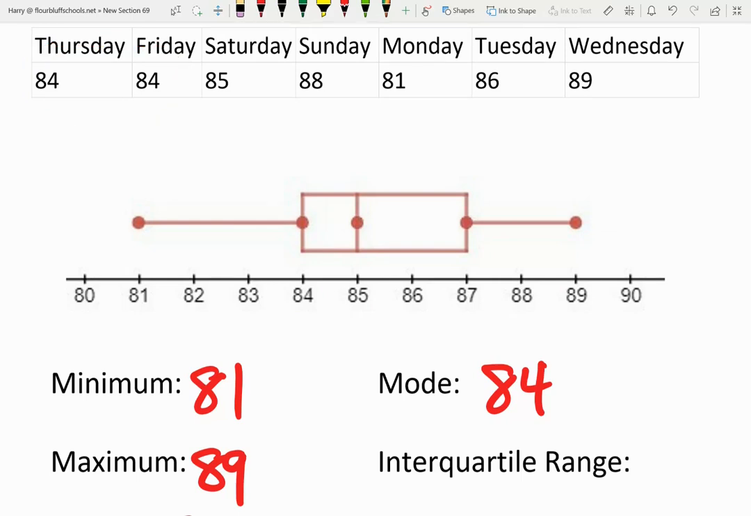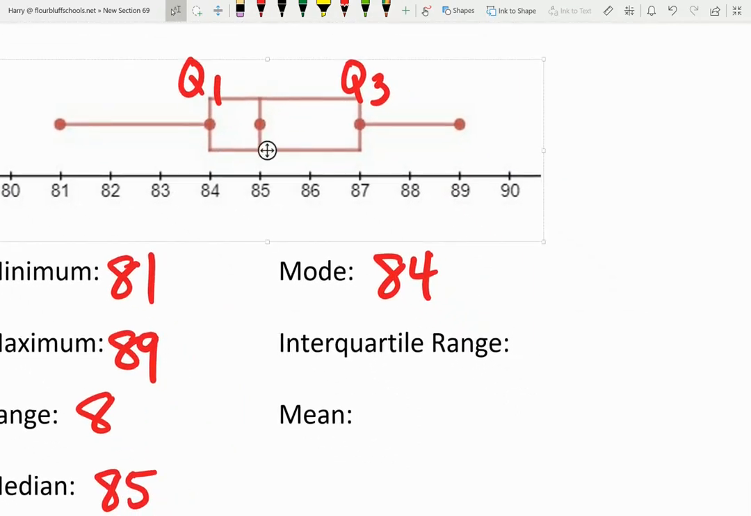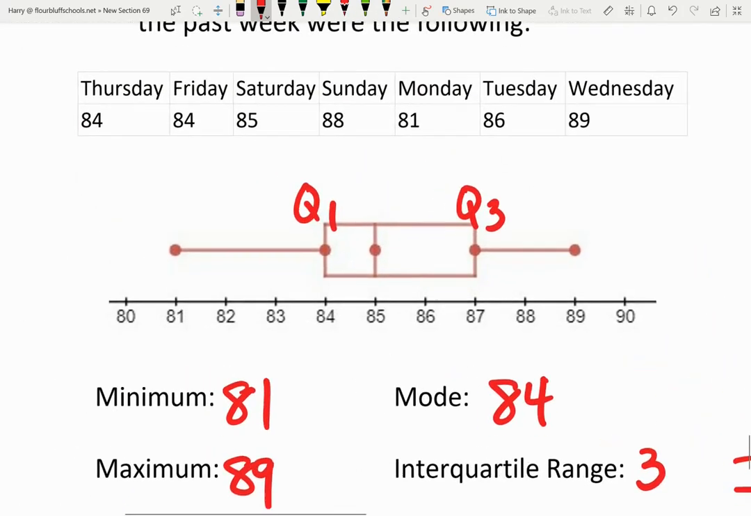The interquartile range is the range between quartile 1 and quartile 3. To find that, we will subtract 87 and 84, giving us an IQR, or interquartile range, of 3. And lastly, the average. To find the average, we need to refer back to the table again.